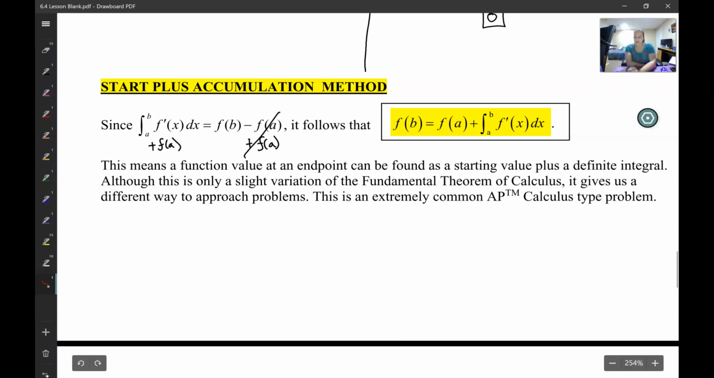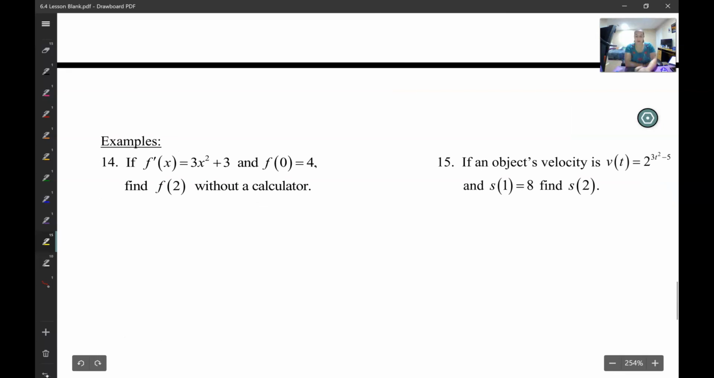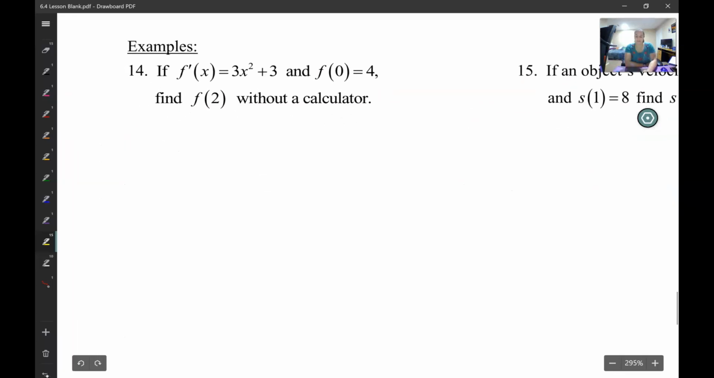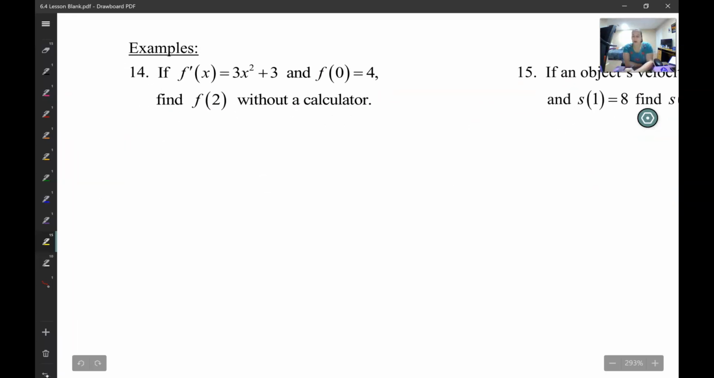Now, let's talk about a couple things. So this is a variation of the fundamental theorem of calculus, and it is an extremely common AP type of problem. So let's look at an example of this. So I know that f prime is this and f of 0 is this, and I want to find f of 2. Now there are two totally different ways we could do this.